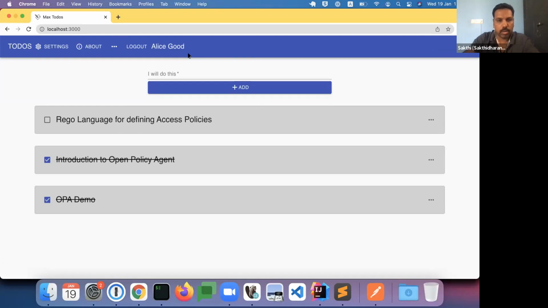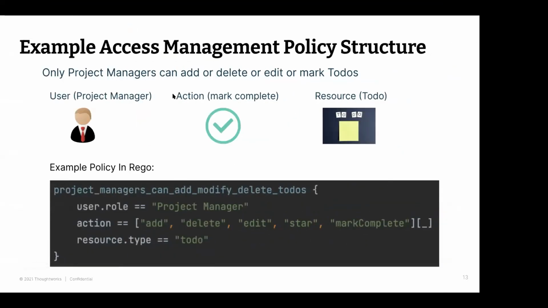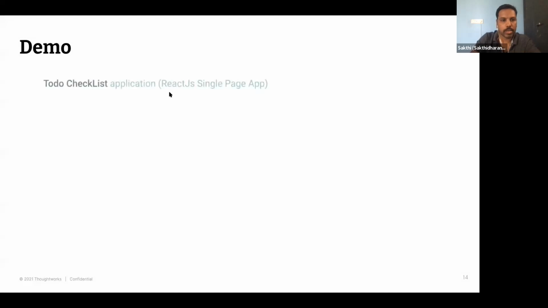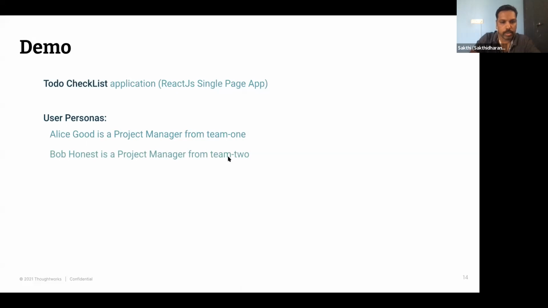And we have three different personas here for this demo application. It's basically a to-do checklist application written in React.js. The user personas are: Alice Good is a project manager from team 1. Bob Honest is a project manager from team 2. These are the users of this application. And Mallory Bad is a developer from team 1. Mostly I'll be logged in using Mallory Bad as the persona for this demo, because she will attempt to do something bad or unauthorized, and we will enforce access policies to prevent her from doing those unauthorized actions.